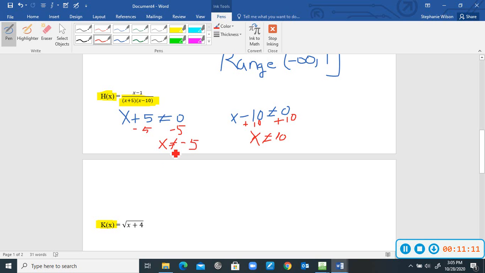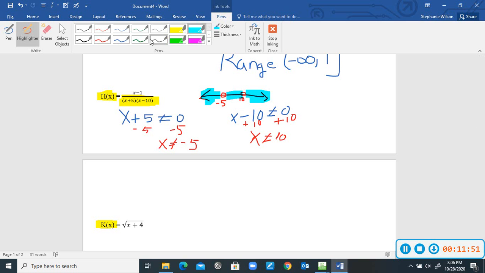So what I want to do now is state my domain, state the restriction. If I was to draw this on a number line, I know I got this point here at negative 5. I'm going to put an open circle because we can't include that negative 5, and an open circle at 10 because we can't include 10. If I put a closed circle, we're including them, okay? So this tells me that I can use all points smaller than negative 5, all points between negative 5 and 10, and all points greater than 10. I just can't use negative 5 and 10.